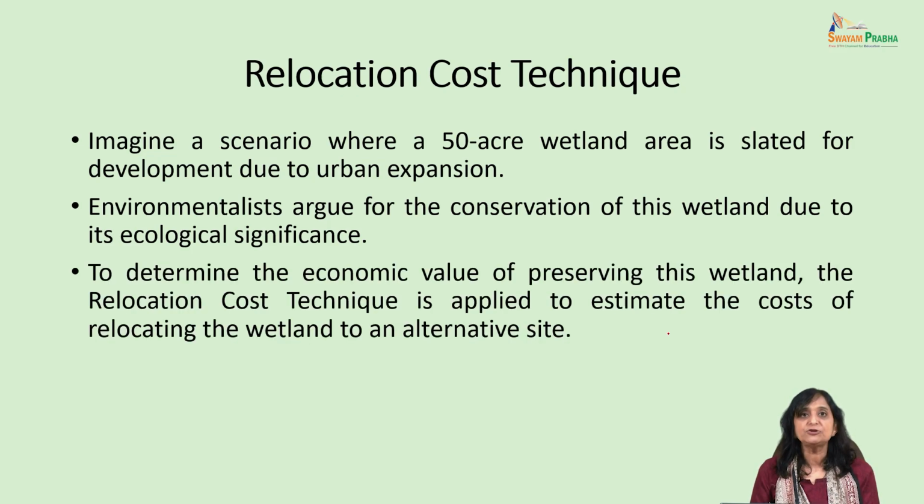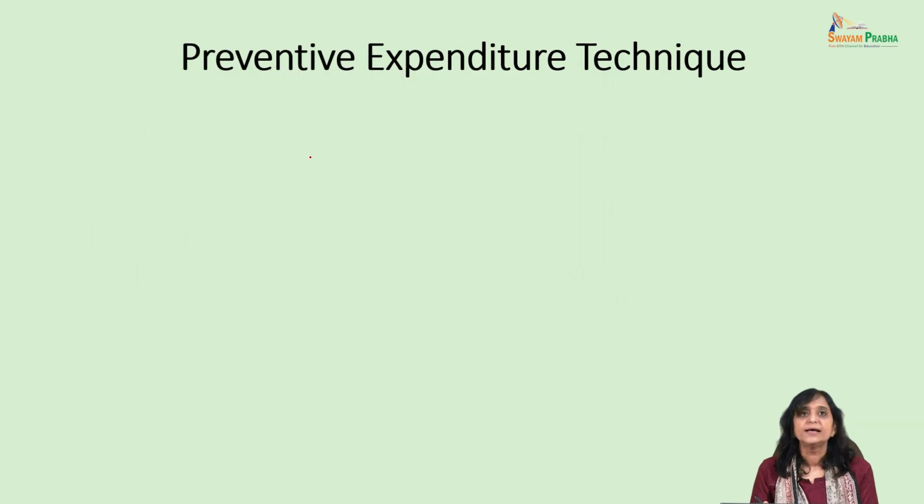So to determine the economic value of preserving this wetland, the relocation cost technique is applied to estimate the cost of relocating the wetland to alternative sites. So what we say is, okay, we understand that there is an ecological significance, but urban expansion is equally important. So let me relocate this wetland to another area. But for that, we need to estimate what will be the cost of relocating this wetland from point A to point B, right? Then we have what is called the fourth method, the preventive expenditure technique.